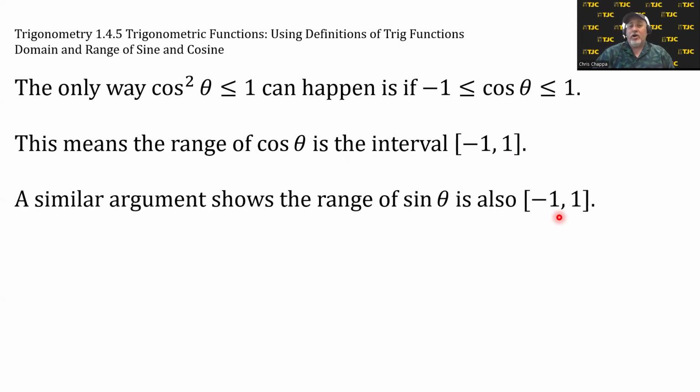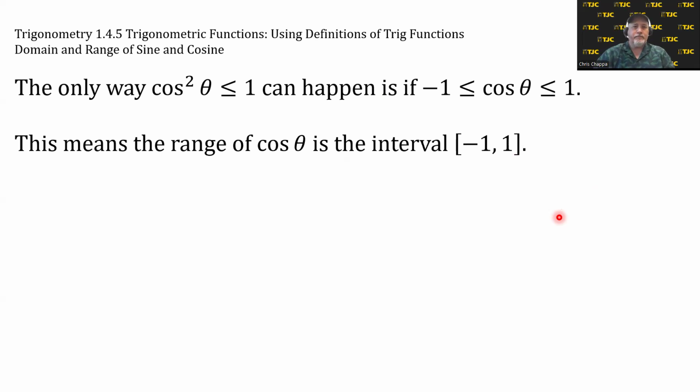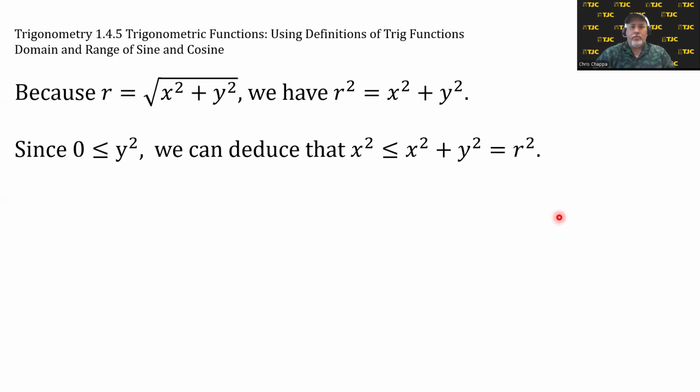Now, you can do a similar argument to show that the range of sine of theta is also -1 to 1. I'm not going to walk it all out, but I'll show you briefly where the change would be. You would go back to here, and instead of saying 0 is less than or equal to y squared, you would say 0 is less than or equal to x squared. Then you would add y squared to both sides and essentially put y squared here, and then you would follow suit similarly.